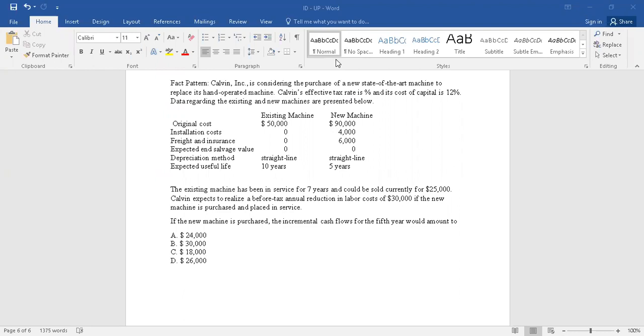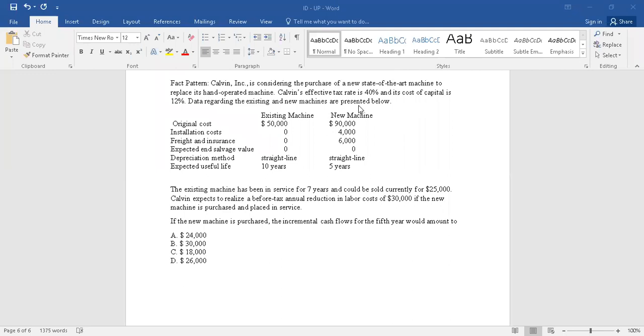There's a question posted here. The question goes like this. Calvin Inc. is considering the purchase of a new state-of-the-art machine to replace its hand-operated machine. Calvin's effective tax rate is 40% and its cost of capital is 12%. Data regarding the existing and new machines are presented below.